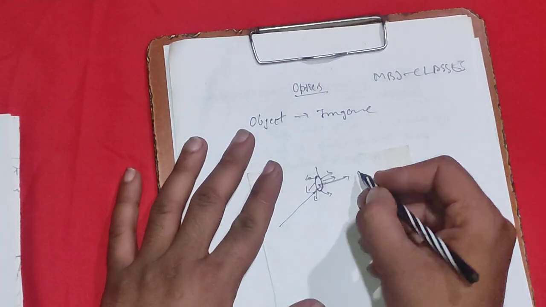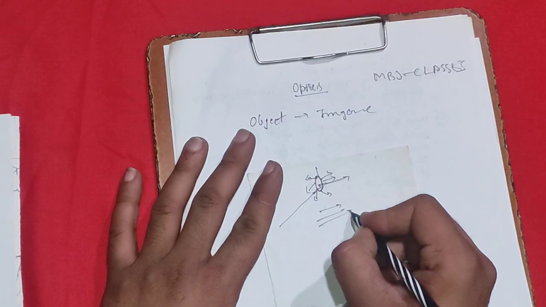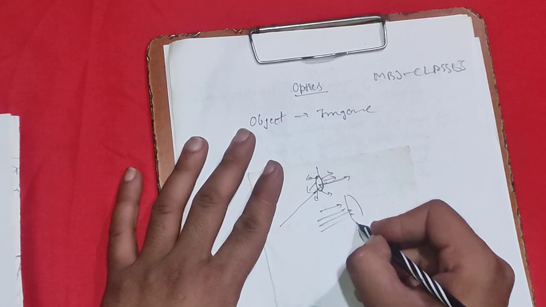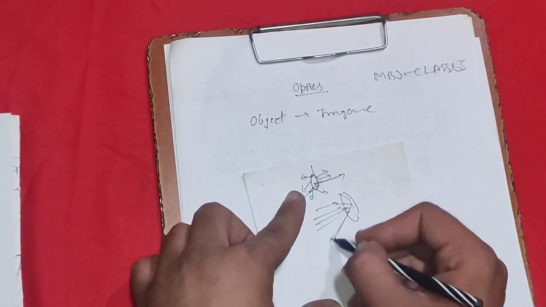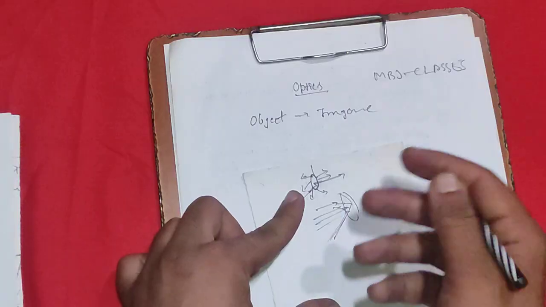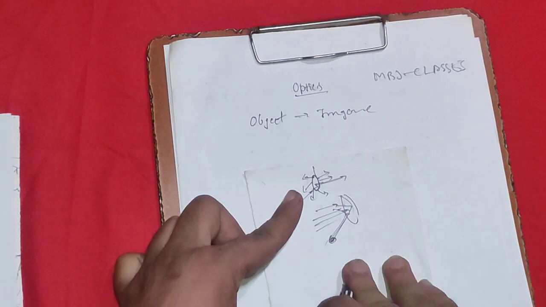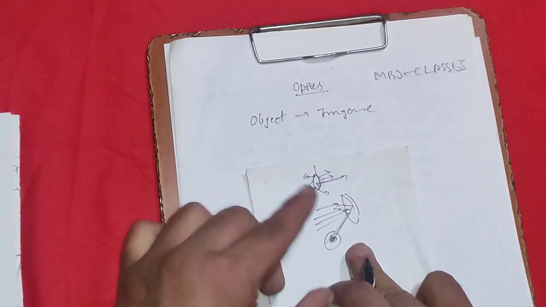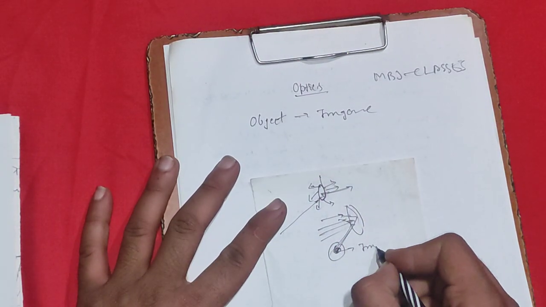And then the image. For example, these rays get to the mirror, and after reflection they meet at a specific point, for example outside of this. After they meet, they become the image. Basically after the meeting they become the image.